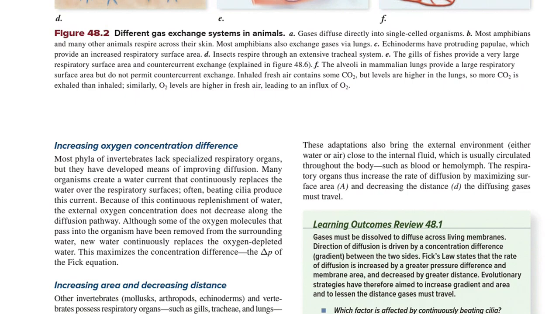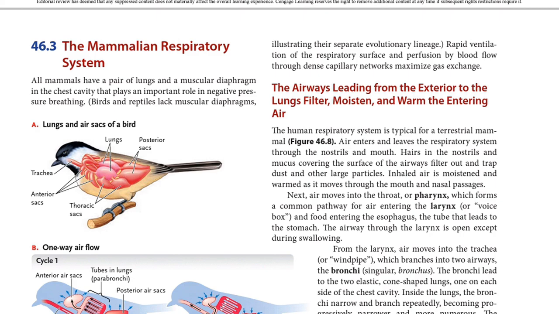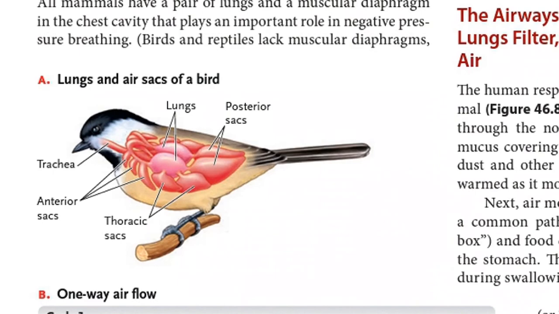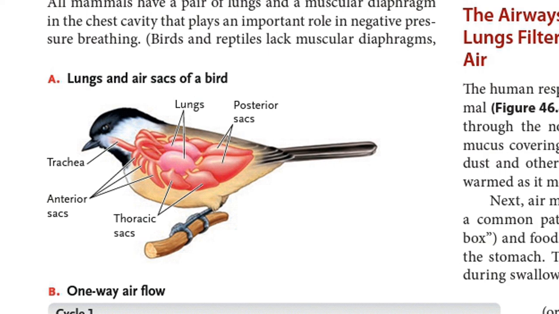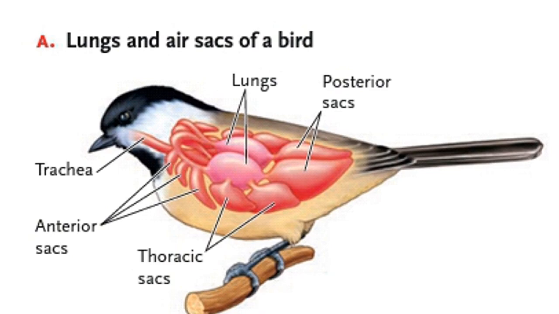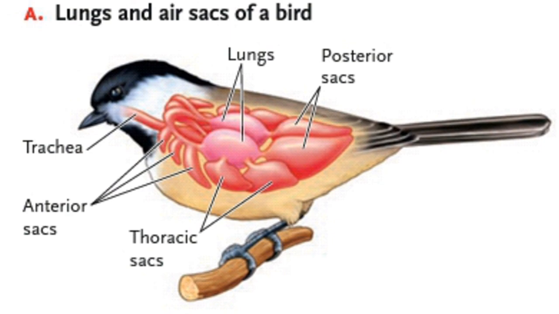Now here the mammalian respiratory system, lungs and air sacs of a bird. Now in the bird body, you can see the lungs are shown and then the air sacs are shown. And the air sacs are present in different regions, so they are named differently. For example, the anterior air sac is known as the anterior sac. In the thoracic region, they are thoracic, and in the posterior region, the posterior sac.